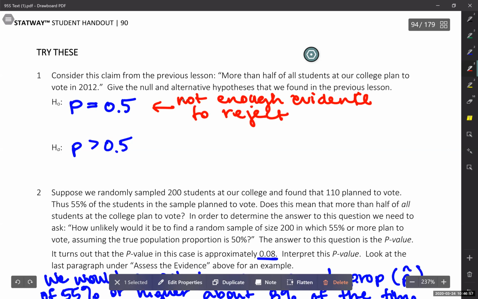No, I don't have enough evidence to say that it's not equal, so I can't make the claim that it is greater than a half. I don't have enough evidence to convince anyone that it's not equal.